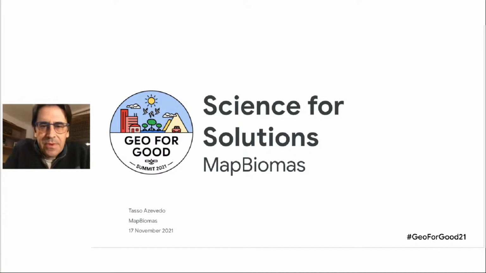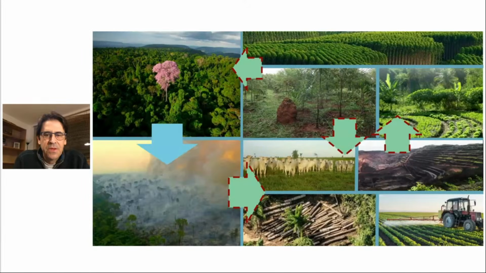Hi, so we have this situation in Brazil where 75% of our greenhouse gas emissions come from the land use and land use change sectors. So it's very important that we understand how the land is changing, how the use of land is changing over time. Not just deforestation, but also what happens afterwards and what kind of transformations are happening.